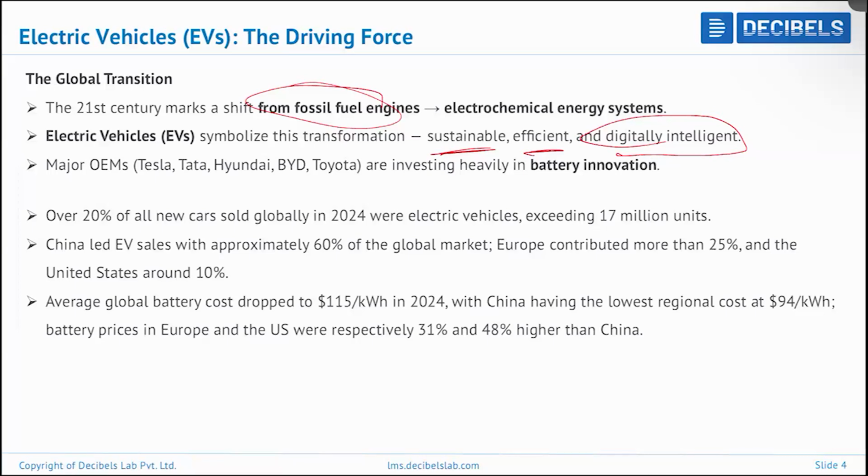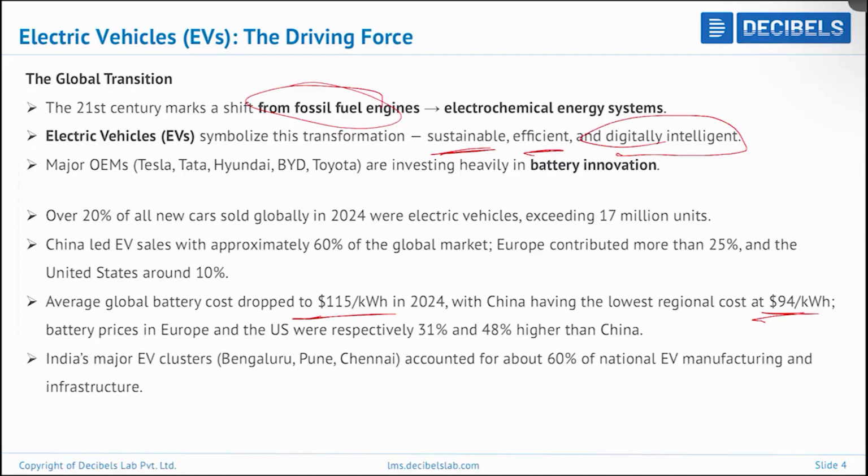And the 2024 data reveals that the average global battery cost dropped to $115 per kilowatt-hour, with China having the lowest regional cost, about $94 per kilowatt-hour. The battery prices in Europe and the US were respectively 31% and 48% higher than China. India is also playing a vital role. India's major EV clusters, especially in Bangalore, Pune, and Chennai, accounted for about 60% of national EV manufacturing and infrastructure.